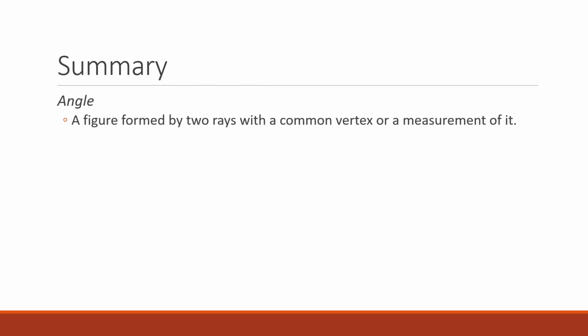So here's a summary. An angle as a word, just simply a shape, is a figure formed by two rays and a common vertex. Or if you're talking about the measurement, then it's the measurement of the shape angle. Depending on what angles you want to measure, we can view this as a measurement of the space between two rays, or a measurement of the rotation from one to another, or a coordinate on a circle that you draw.